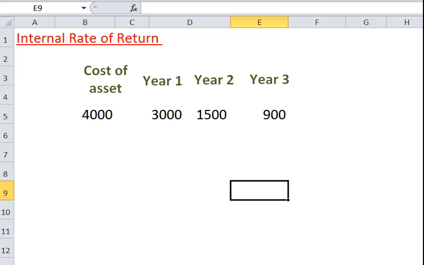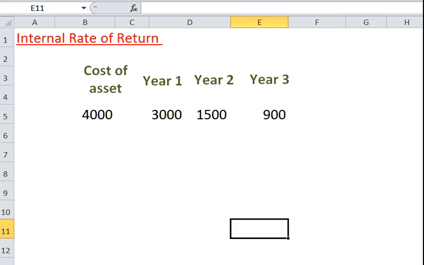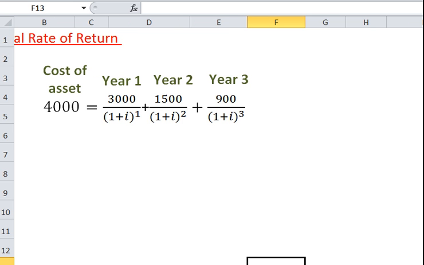Now just for argument's sake, let's say we've got a £4,000 cost, and returns of 3,000, 1,500 and 900. So that's the cost, and those are the returns over 3 years. And we want to calculate the internal rate of return on the asset to see if it's worth buying. Once we've calculated the internal rate of return, you'll remember, we compare it with the cost of borrowing, let's say the rate of interest.